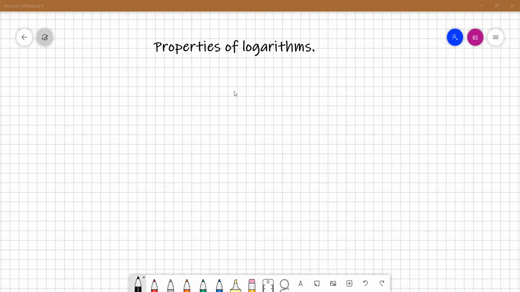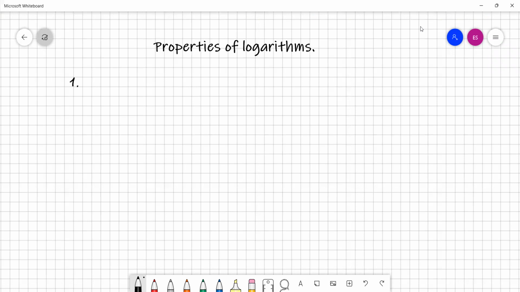Okay, guys, in this section, we are going to talk about properties of logarithms. We are going to start with some examples and then set up the property. So we're going to start with example number 1.